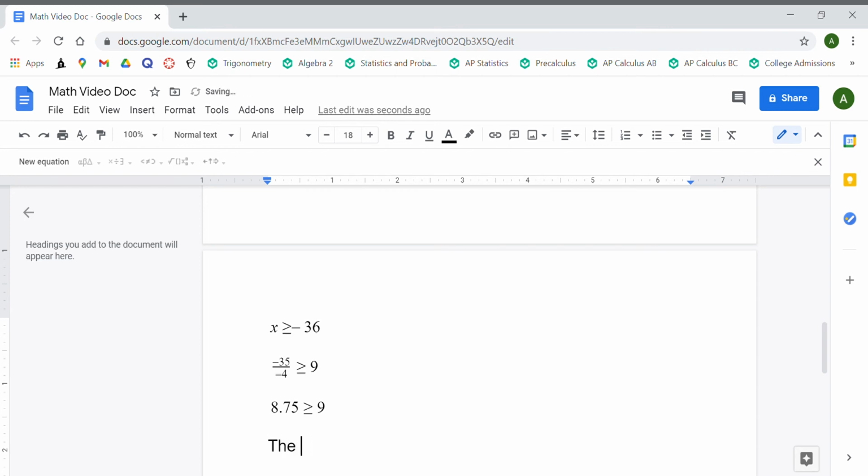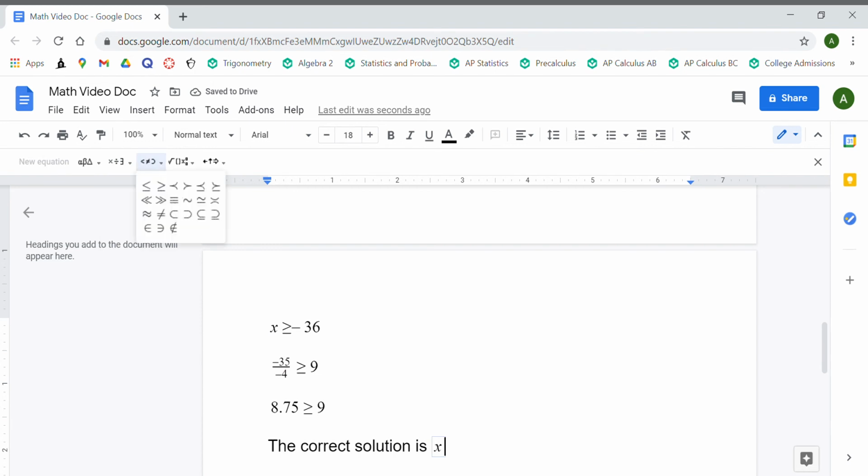So, you need to make sure that you flip the sign when you are using multiplication and division with negative numbers. So, instead of having x be greater than or equal to negative 36, you should say x is less than or equal to negative 36.